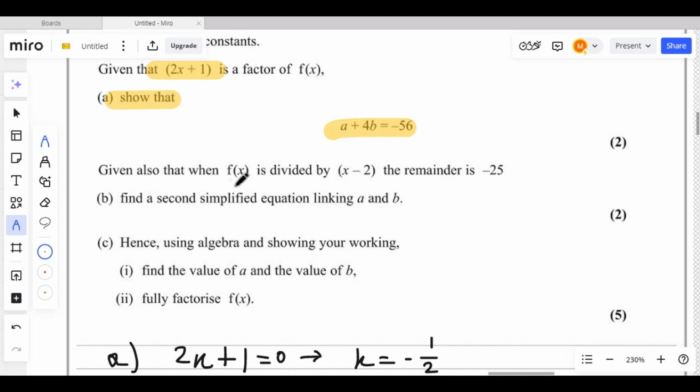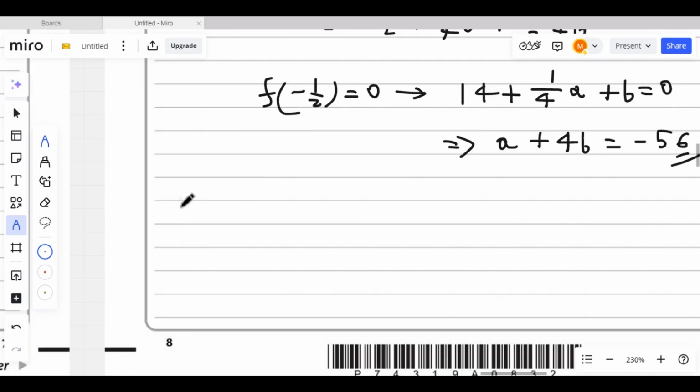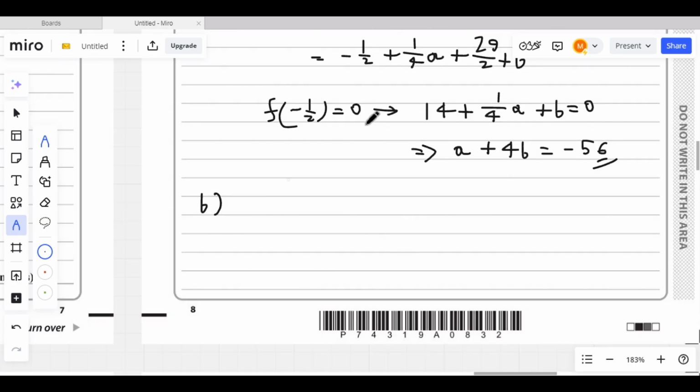Given also that when f of x is divided by x minus 2, the remainder is negative 25. So the remainder is given. That means we can use the remainder theorem in this context. They are asking for another simplified equation in terms of a and b. Okay, for part b, we will use the remainder theorem.